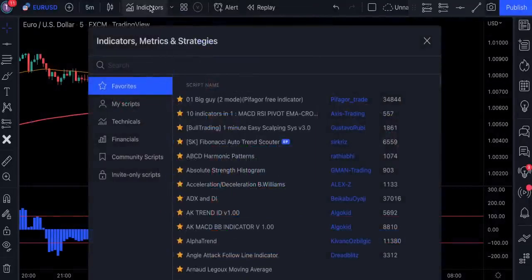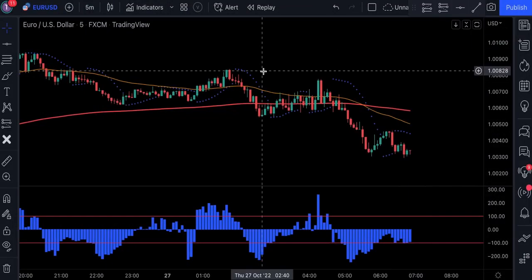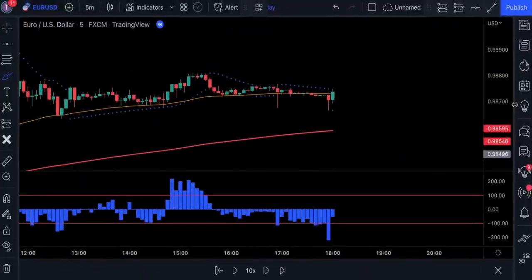And for the second indicator, let's search for parabolic SAR. Alright, now let's learn the trading rules for this strategy. So the rules for entering a long trade are as follows.